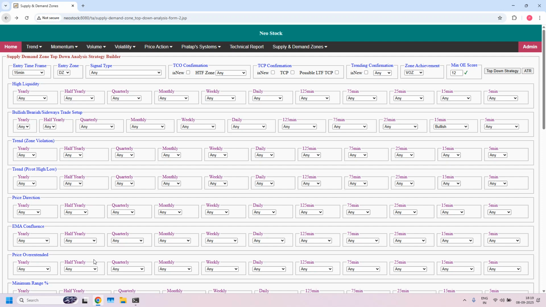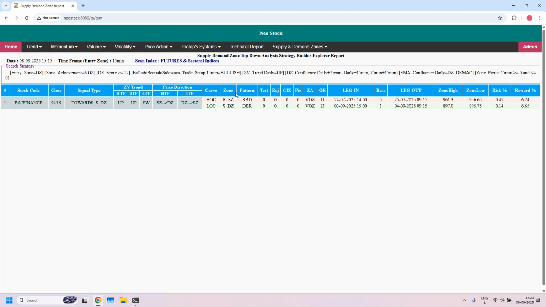Let's verify. So in the EMA confluence at daily time frame, I am checking whether the daily demand zone has daily EMA or not. At the same time, trend on the daily should not be sideways. It should be uptrend because it is a bullish trade setup. Let's filter. So one stock is filtered. So this 15 minutes demand zone might be having more high probability to get success.